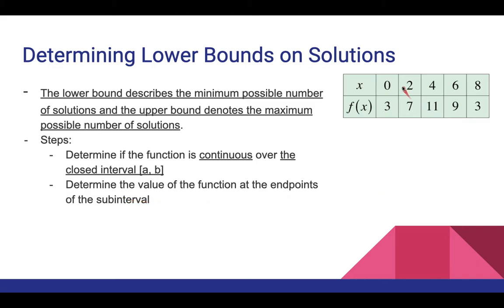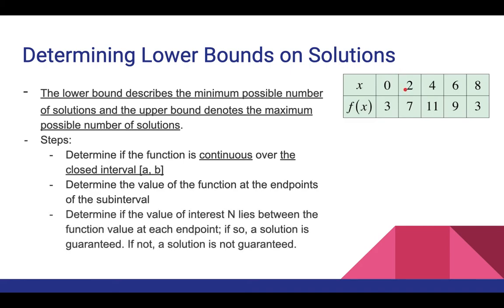The subintervals are little mini intervals that consist of a point and the point most adjacent to it, okay? So 0 and 2 would be our first subinterval, 2 and 4 would be our second, 4 and 6 would be our third, and 6 and 8 would be our fourth subinterval. We start with a point, and then we go to the point adjacent to that, and that gives us our subinterval. And then lastly, we apply the intermediate value theorem to that subinterval.